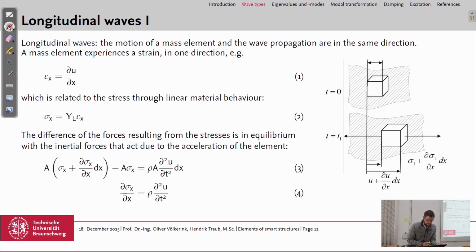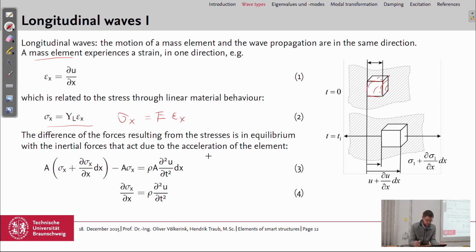Then what we of course can state is that a mass element like this, our mass element here, experiences a strain in one direction. Epsilon x is the derivative with respect to space. And we have stated linear material behavior, so sigma is equal to Young's modulus times the strain. In other cases, not in smart structures, in this lecture, it would be the Young's modulus E.